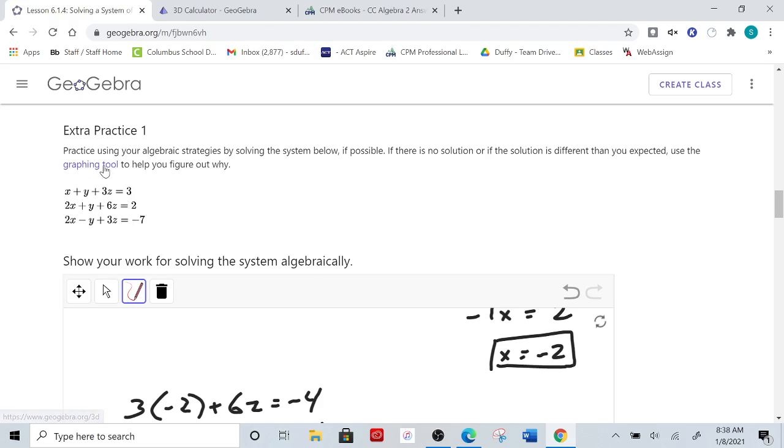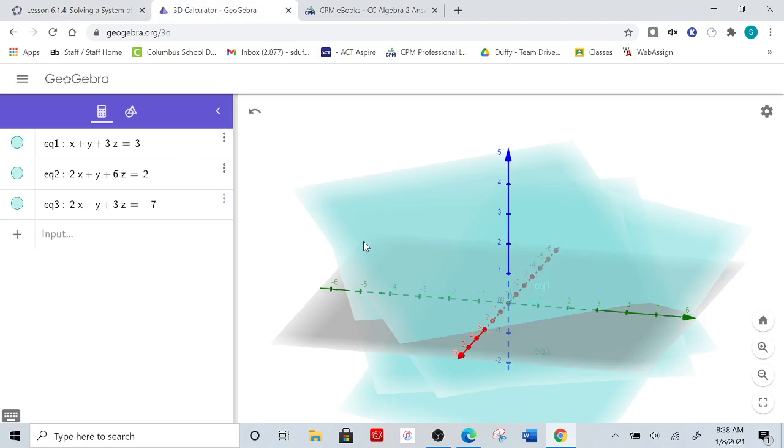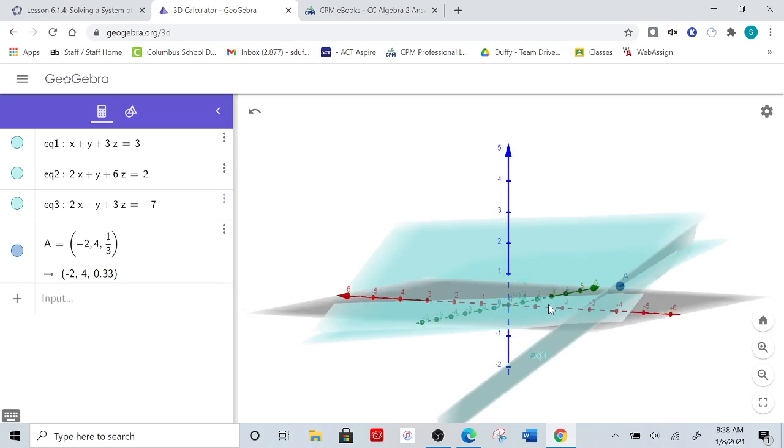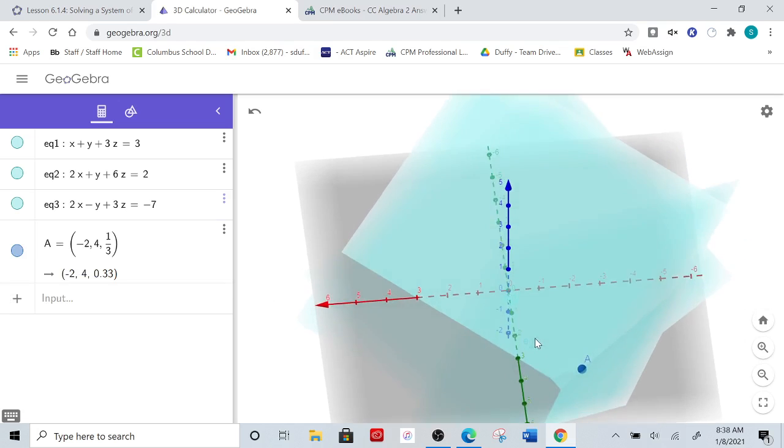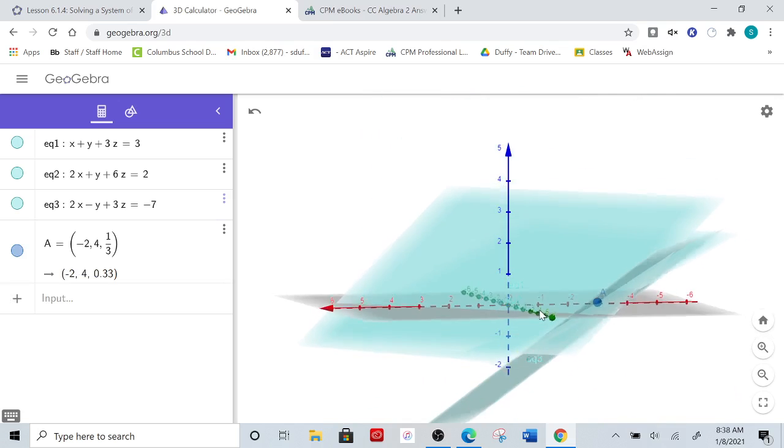you can go up here. I had a link to a graphing tool. You can click on that. You can graph all 3 equations. And then this one, it might not be so easy to put a point. So what you can do is you can type in that point -2, 4, 1/3. Let's take a look. Does that seem to be where the intersection of all 3 of those planes is?